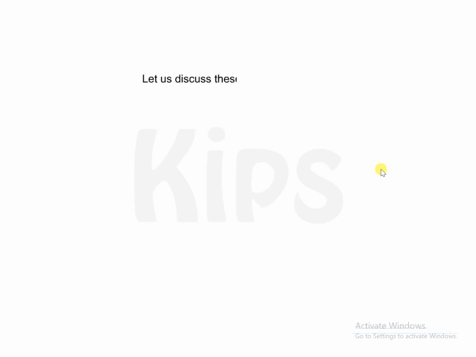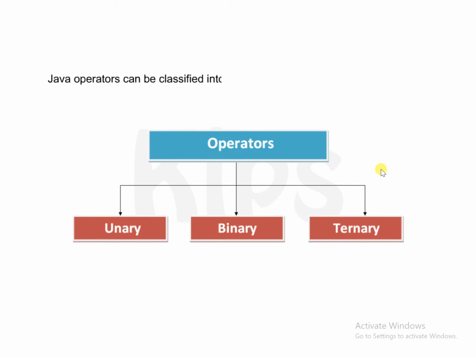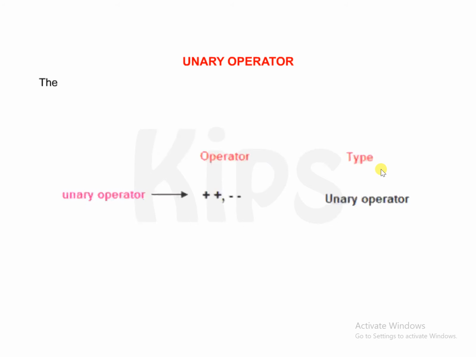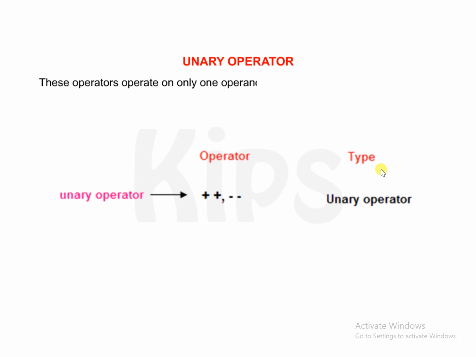In the previous lesson, we have already discussed the major categories of operators. Let us discuss these operators in detail. Java operators can be classified into three categories: unary, binary, or ternary. Unary operator: these operators operate on only one operand. Example: -n, ++n, --n. The operand is n.